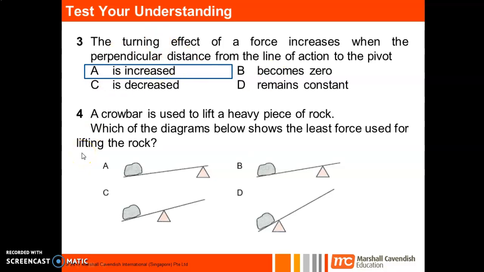Question 4 is slightly more difficult. Think about it. A crowbar is used to lift a heavy piece of rock. Which of the diagrams below shows the least force required to lift the rock? To lift the rock, I must be using a force at the opposite side. So it's here, here, here, and here. You might want to ask yourself which one will have a distance that's the most further away from the pivot. The triangle represents the pivot. A, B, C, or D. You should be able to tell that my force here is furthest away from the pivot. Therefore, I'll need a smaller force, which is the least amount of force to lift the rock.